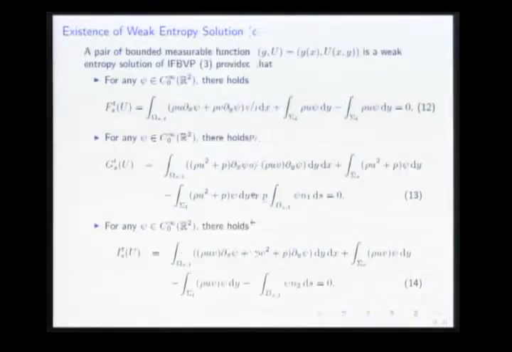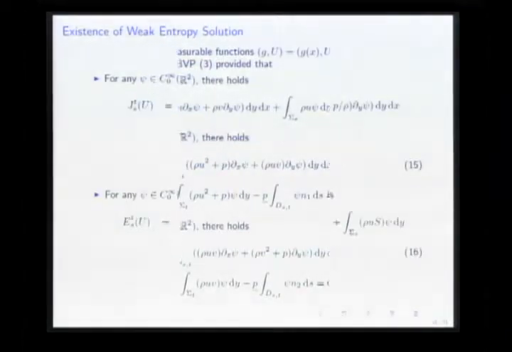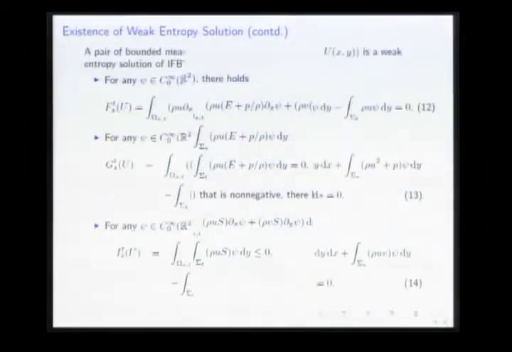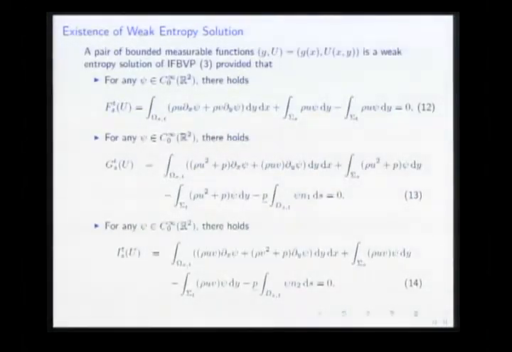Particularly, the first one comes from the conservation of mass, the second and third from the conservation of momentum, and the fourth one comes from the conservation of energy. The fifth one is the entropy inequality. There's a difference here because there's a subsonic state below. There's an additional term in both of these quantities compared to, for example, the Cauchy problem.